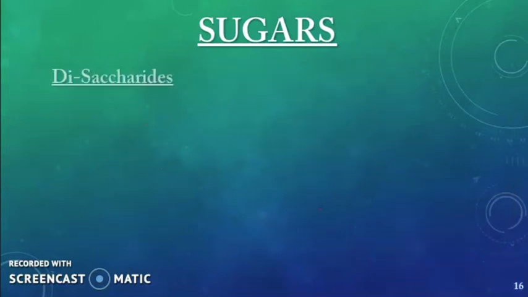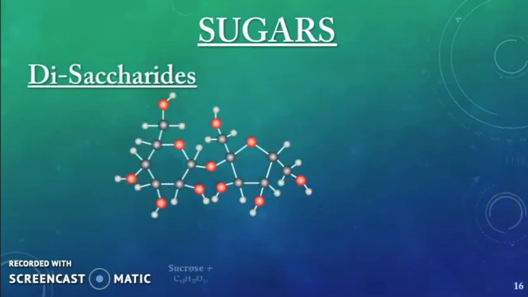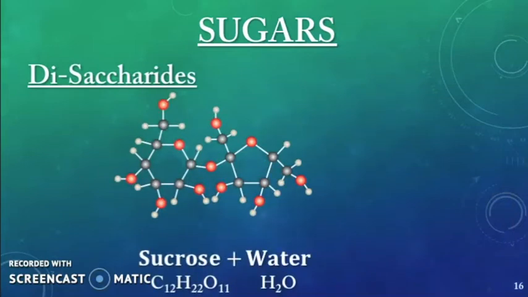All right, so let's look at a more complex sugar. I would still consider these sugars. And this next one we're going to look at is called sucrose. Now sucrose is what we would call table sugar, the sugar that we have on our table, which we would use for tea or coffee.